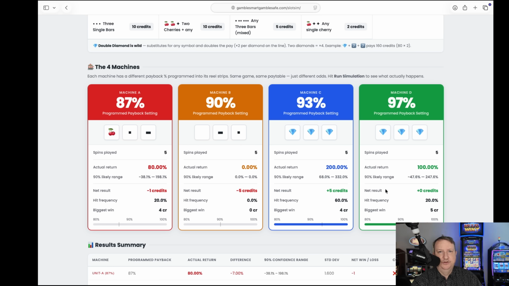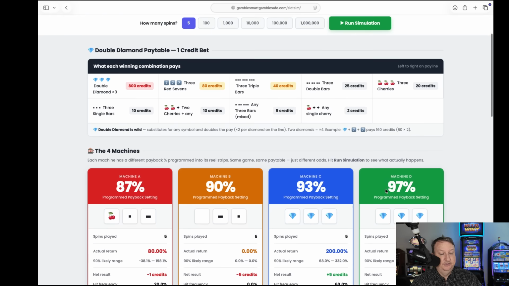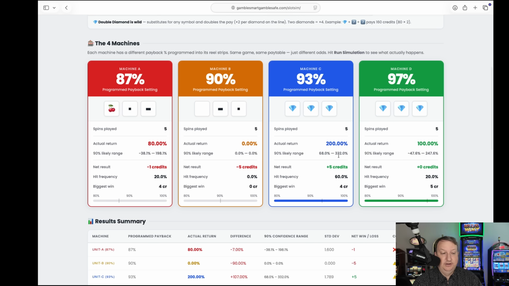So what would have happened if you would have played the 5 spins of the 90%? You probably would have thought, wow, this machine's set to lose, but it actually wasn't the worst. The 87% was the worst setting, but actually outperformed the 90%, okay? But let's just say you sat at the 93%, you got 200%, right? I doubled my money in 5 spins. This one is clearly set to win. This machine is hot, right?